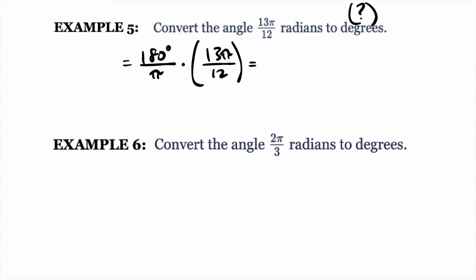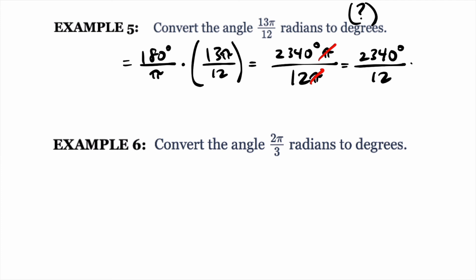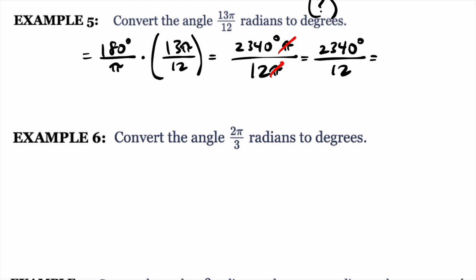Same exact thing, multiply straight across. So 180 degrees times 13 pi, I get 2,340 degrees pi. And on the bottom, I get 12 pi. What can cancel out this time? Pi's, not the degrees. Degrees stay this time. So I have 2,340 degrees divided by 12, and you get 195 degrees.